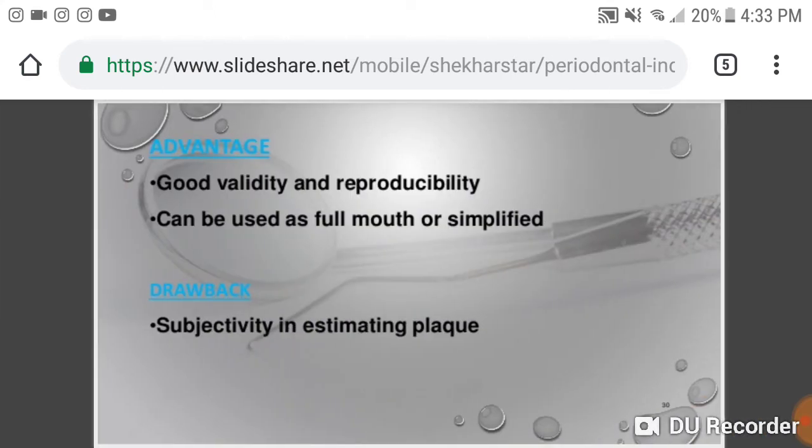Advantage: good validity and reproducibility, can be used as full mouth or simplified. Drawback is subjectivity in estimating plaque. One person can say that this plaque is moderate, and another person will say this plaque is minimal.